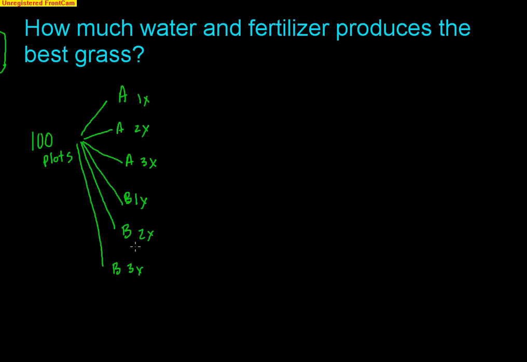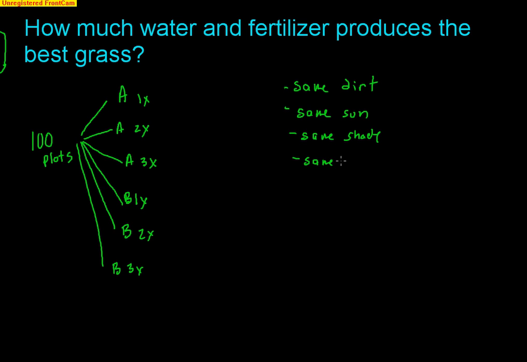Now, what are some things that I should keep the same? What are some things that I should control here? Well, I want all the same dirt, because I don't want the dirt to affect the grass. All the same sunlight, right? All the same shade. What about wind?